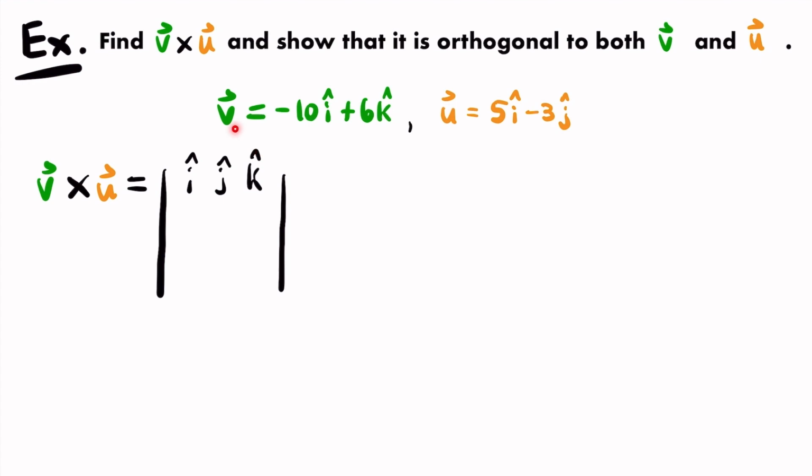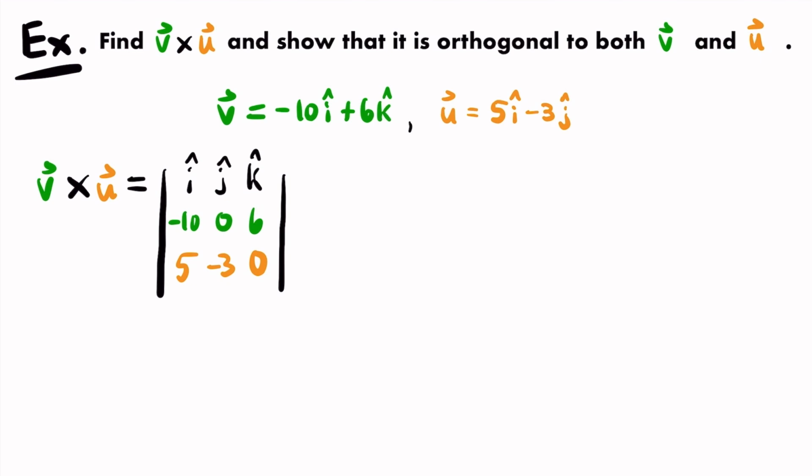Now the components of vector v are negative 10, 0, and then 6. In this case, vector v doesn't have a term with j, so we can assume that the coefficient of j is 0. So the y component would be 0. So we'll have negative 10, 0, and then 6. Now for vector u, we have 5, negative 3, and then no term with k, so we can assume that the k coefficient is 0, or in other words, that the z component is 0. So we'll have 5, negative 3, and 0.